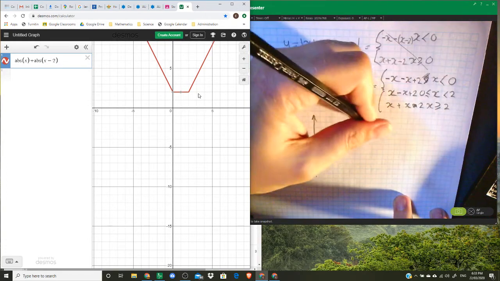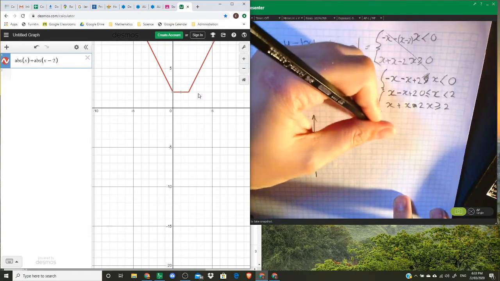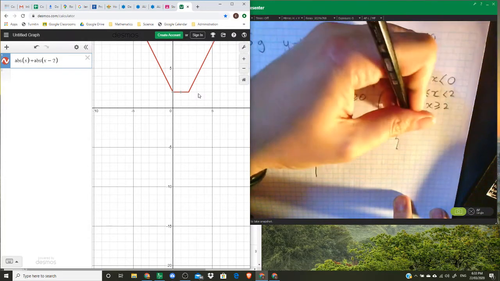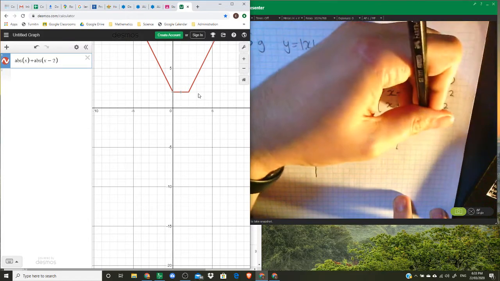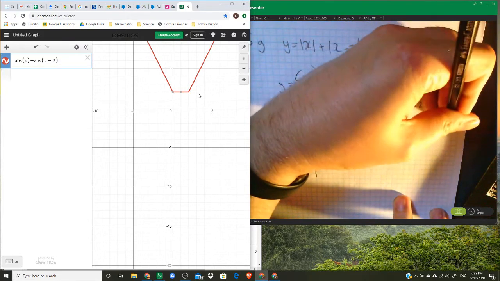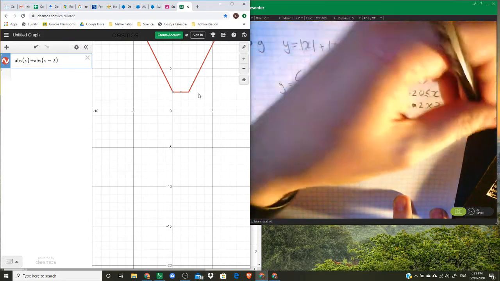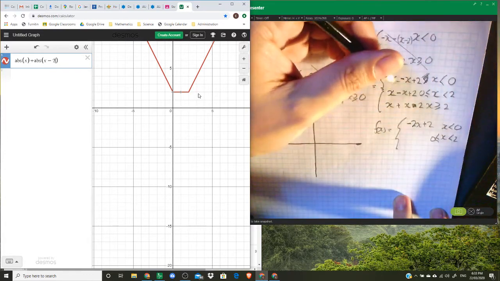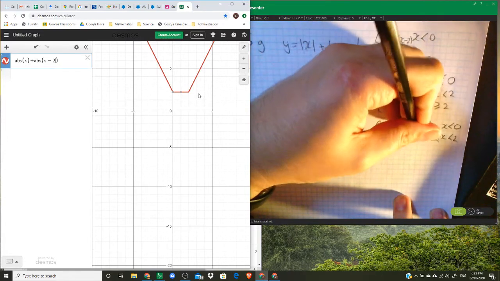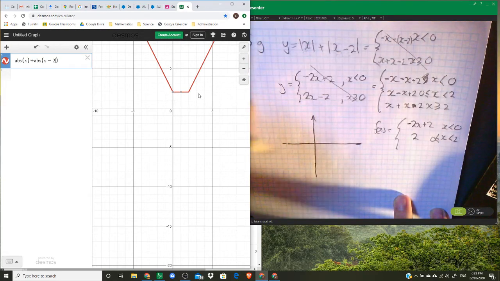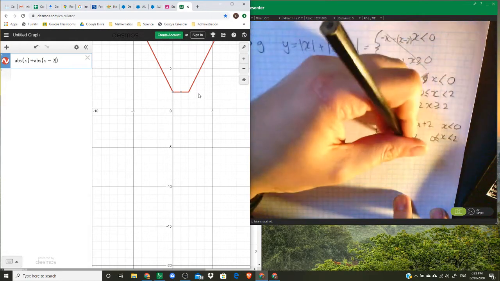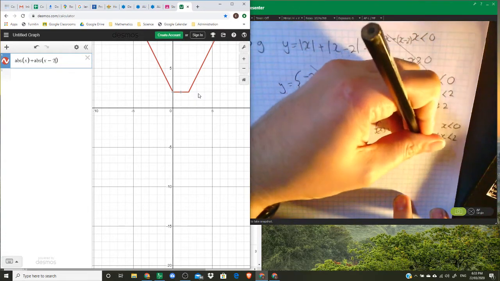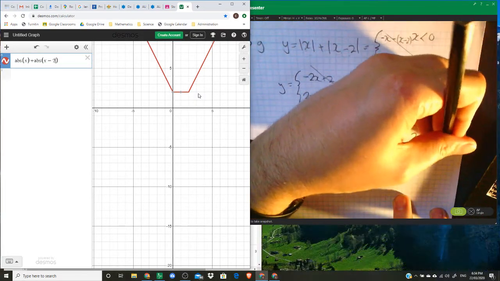To simplify that, it's a function of x that can be expressed on these domains: minus 2x plus 2 for x less than 0. Between 0 and 2 inclusive, it becomes 2. Then 2x minus 2 for x greater than 2.